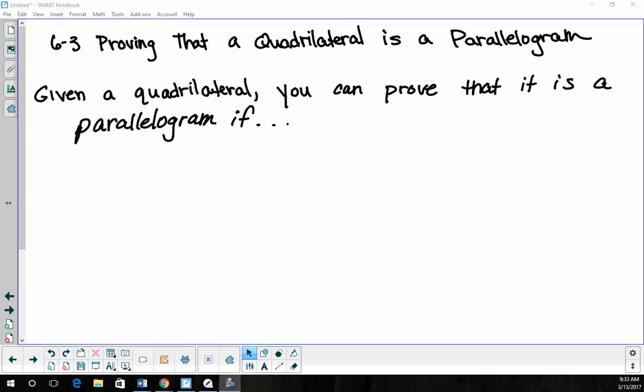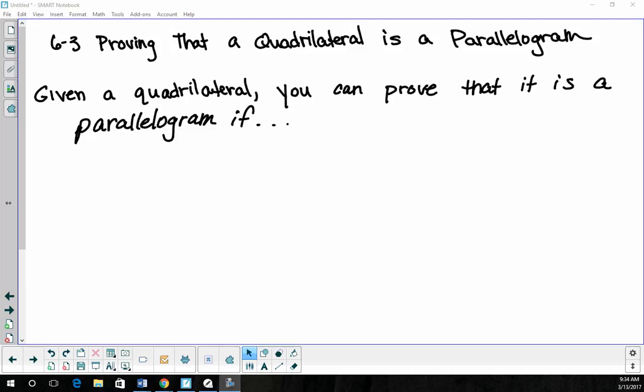Proving, which I'm using that word very loosely. We're not necessarily going to write a bunch of proofs, but being able to show that a quadrilateral is a parallelogram. And there's a bunch of theorems, and we could write them out all separately, but I'm not going to do that. We're just going to kind of list.